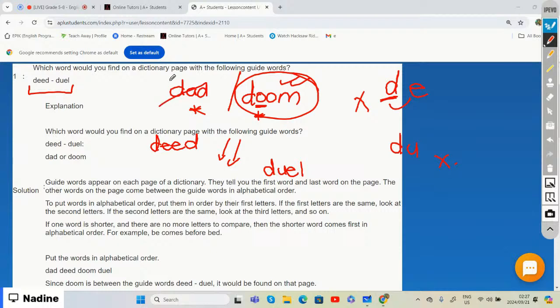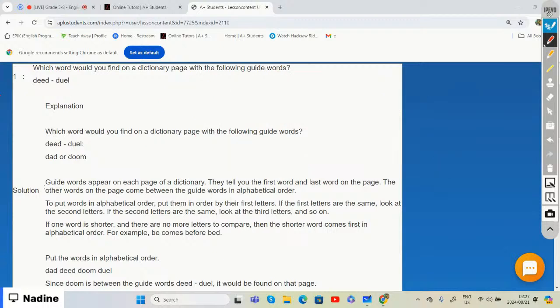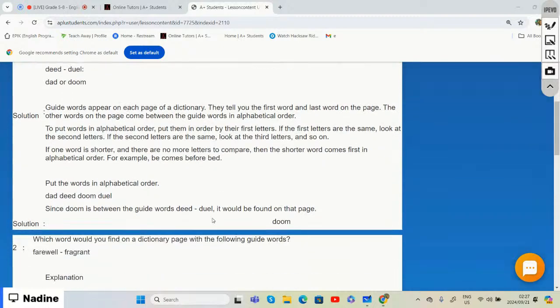Dad cannot be between deed and duel, because dad will be on another page before deed or duel. The second letter of dad is an A, and A is before E for deed. So doom is correct. Doom you'll find on that page with deed and duel. So well done.